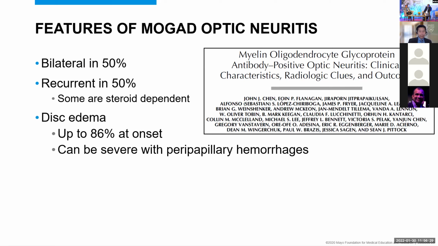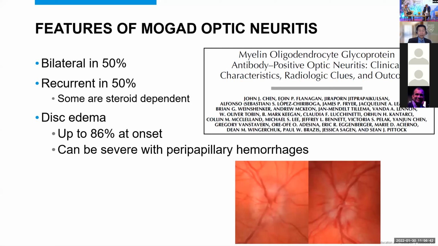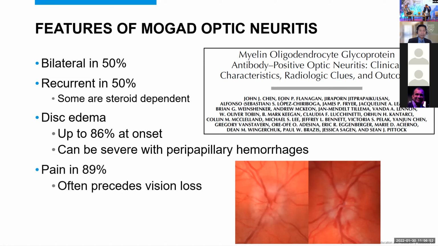Disc edema is a potential differentiator. It can be present in up to 86% of attacks, and again, compared to typical optic neuritis, it's only present in a third. It can be severe, with some peripapillary hemorrhages at times, which you almost never see with multiple sclerosis or NMO. So if you see a lot of disc edema in a patient with optic neuritis, MOGAD has to be pretty high in your differential diagnosis.